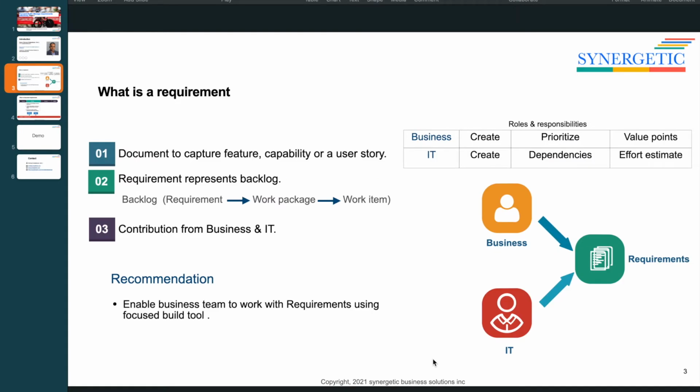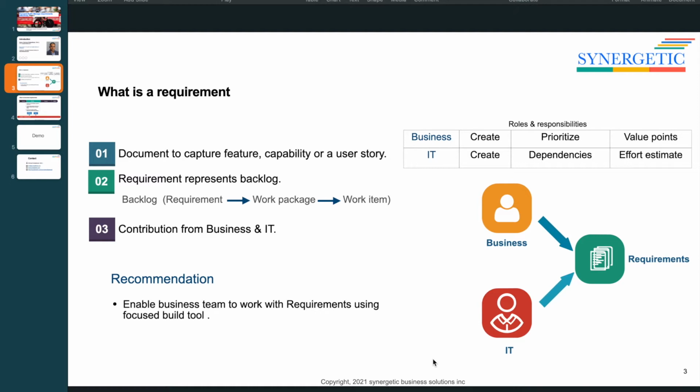So a requirement is basically a document in Focus Build which you can use to capture a feature, a capability, or a user story. So requirements represent the backlog, which you're going to collect in the explore phase. And once they are approved, you're going to work on the backlog in the realization phase. So you can see the requirement, work package, and work item, all three as a backlog in various stages, because you're going to work with requirements in the explore phase and work packages and work items in the realization phase. But for simplification purposes, we can just look at a requirement as a backlog.